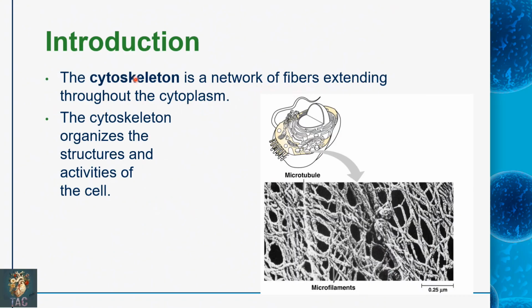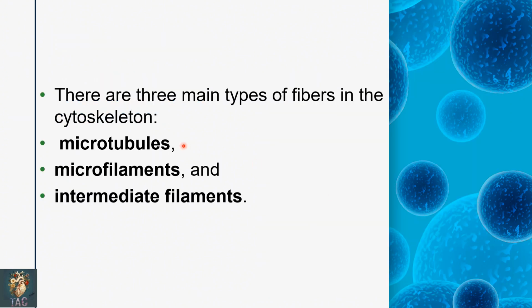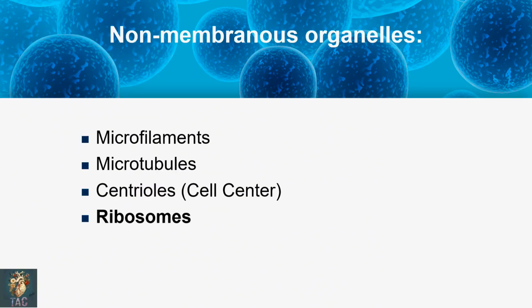Cytoskeleton is a network of fibers extending throughout the cytoplasm. The cytoskeleton organizes the structures and activities of the cell. So here you can see different types of fibers and tubules which are forming the cytoskeleton, giving structural stability to the cell and also helping different functions of the cell. There are three main types of fibers in the cytoskeleton. These are the microtubules, the microfilaments, and the intermediate filaments.